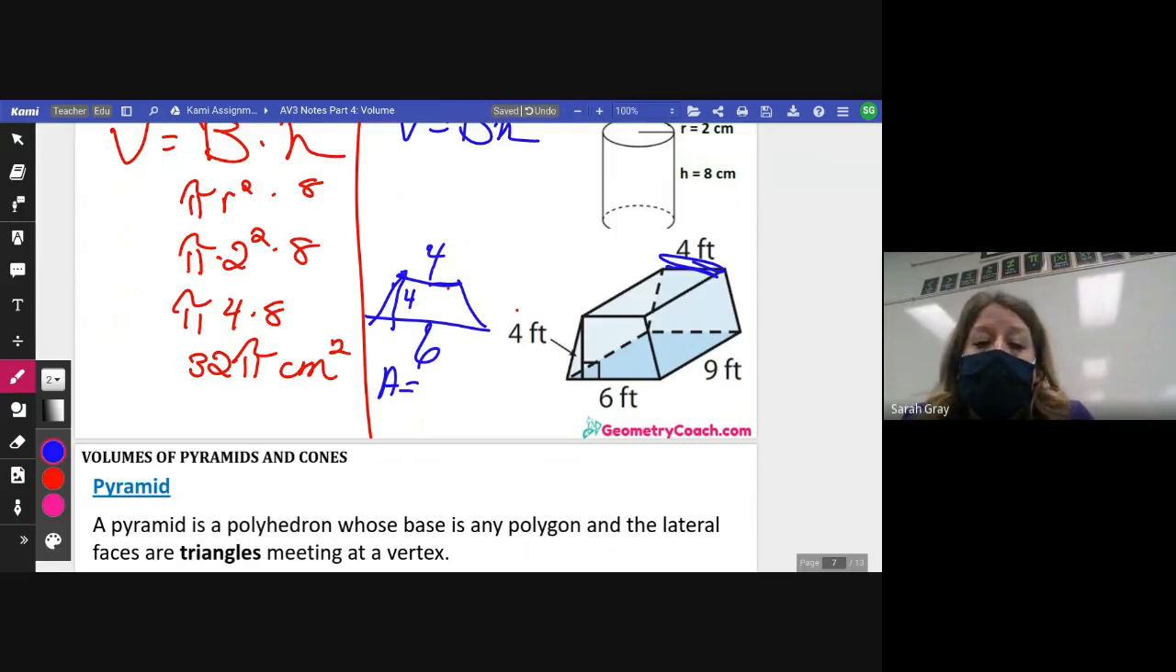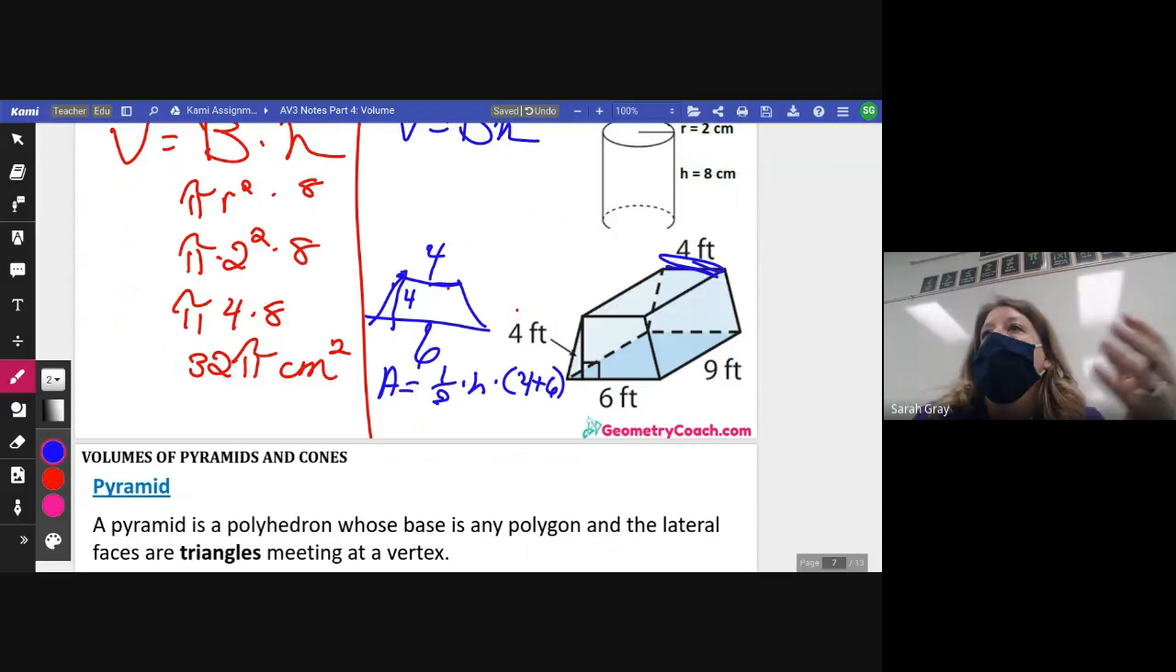All right, so the area of a trapezoid is 1/2 times the height times the bases added together. Because we're really finding the middle base. We're finding this side that is middle, so that it has the same formula as a rectangle. So let's see, our height is 4. So it's 1/2 times 4 times 10. So the area of our trapezoid is 20.